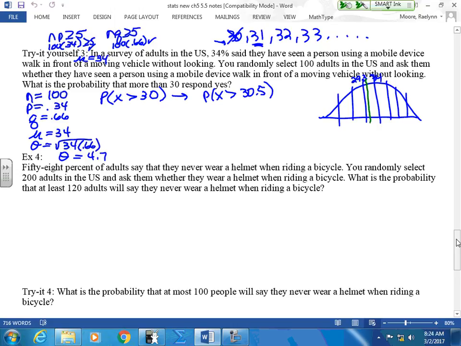And which way do I want to shade? To the right or to the left? To the right. So should my answer be greater than 50% or less than 50%? Good. So I approximate this to be greater than 50%. That's more than half my curve. So now I use my z-score formula.